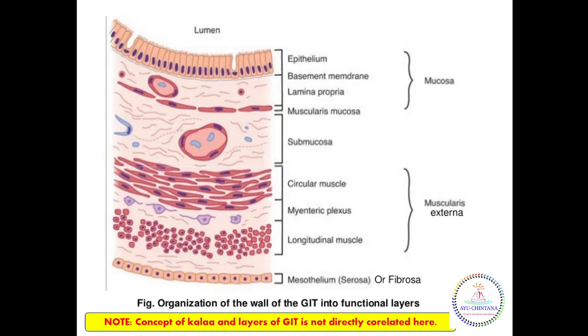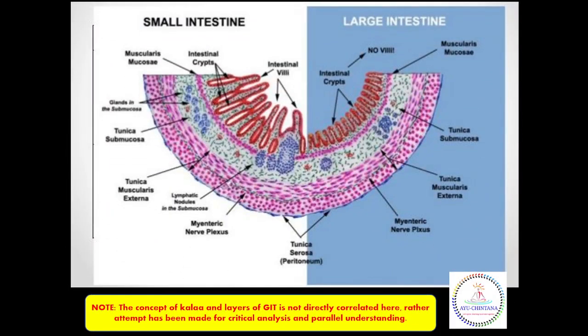There is a slight difference in the anatomy of the small intestine and large intestine. Though the whole GIT has these 4 primary layers, there are little variations from one part of the GIT to the other. As you can see from the picture, there are intestinal villi in the small intestine area, where there are intestinal crypts, and there is an absence of villi in the large intestine area.